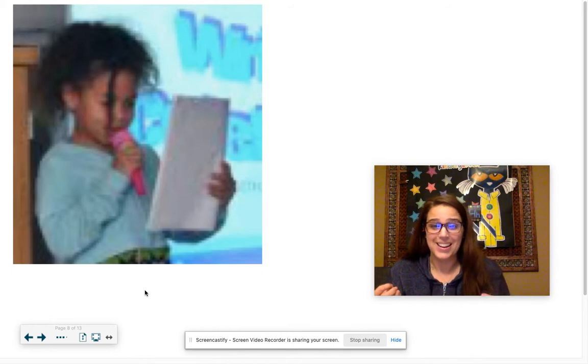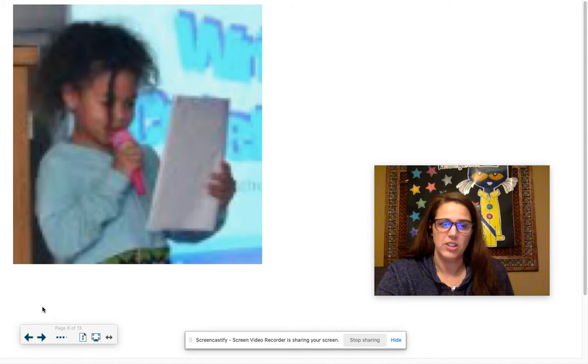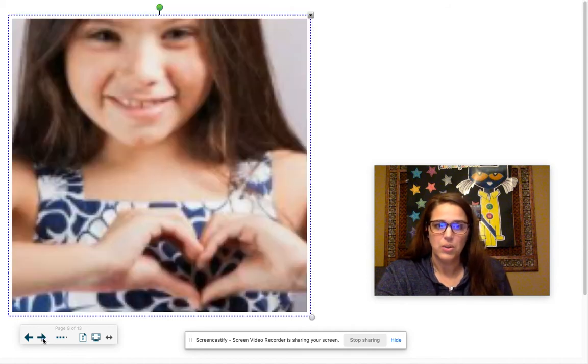Remember, reading and writing can be just pictures too. So that's okay. But if you're showing just a picture, you need to make sure that you can tell the story that you see there on your page. So this little girl is just sharing the story that she wrote.